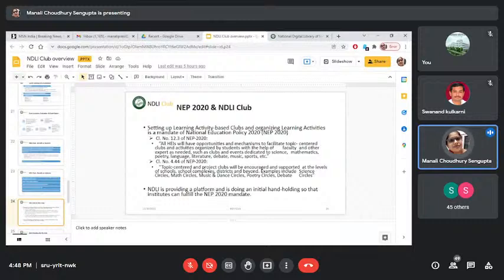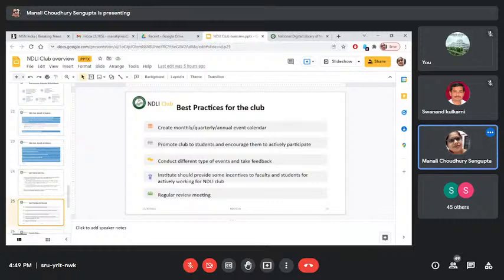So what NDLI is doing is providing a platform and an initial hand-holding so that institutes can fulfill the NEP 2020 mandate. It should be very clear to all of you that we are providing you this platform so that you can fulfill the NEP 2020 mandate. It's nothing but a platform, this NDLI Club. So you have to decide on your calendar how you want to go ahead with the club activity. That is what I have written here.